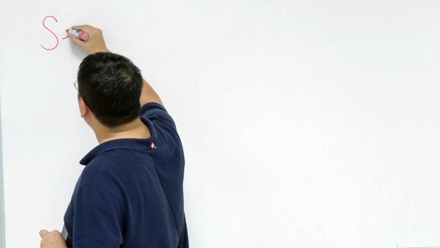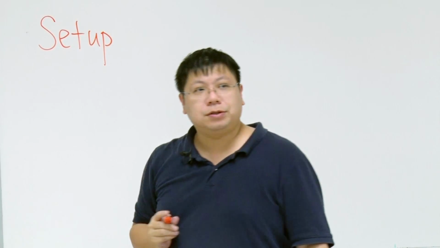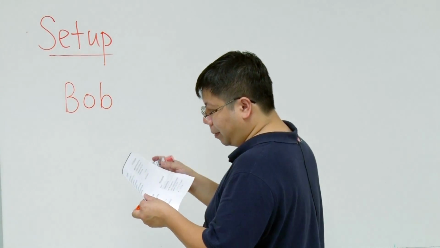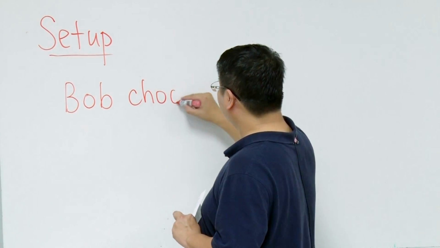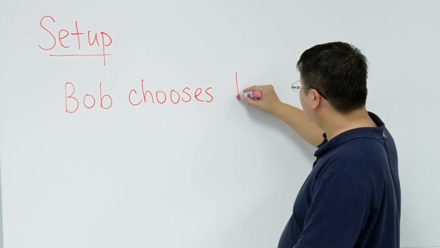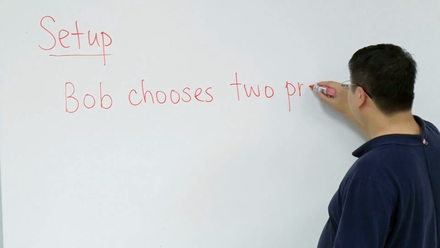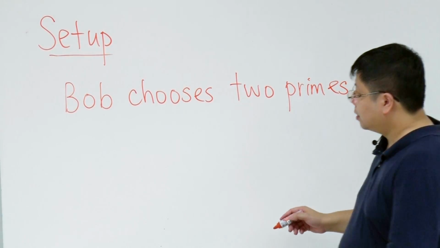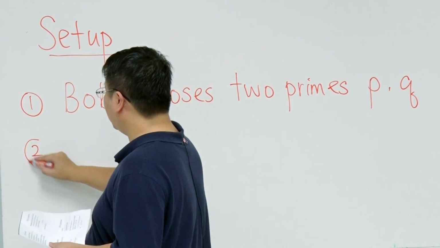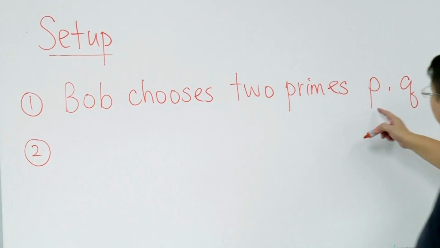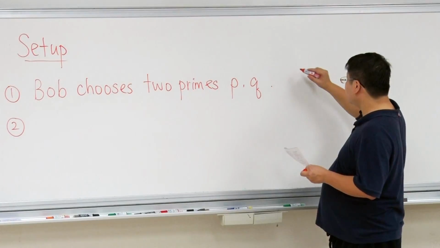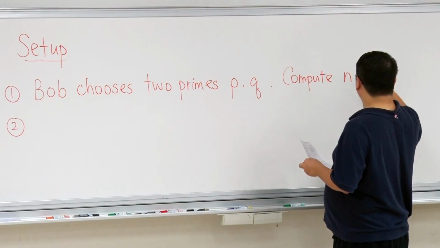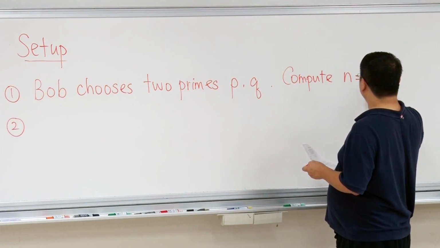Okay, the setup scheme. So what is the setup? Bob needs to prepare the ink, the function. So what does Bob need to do? Step 1: Bob chooses two distinct primes, P and Q. The next step: after Bob chooses the primes P and Q, he computes N equal to P times Q, the product of these two numbers.